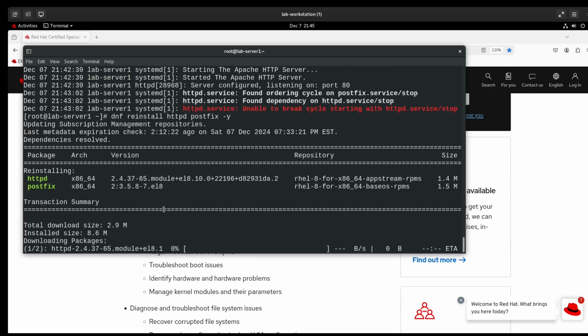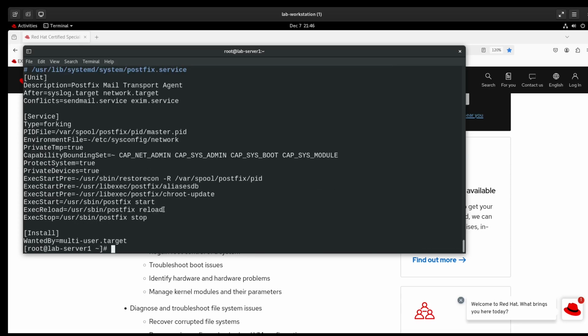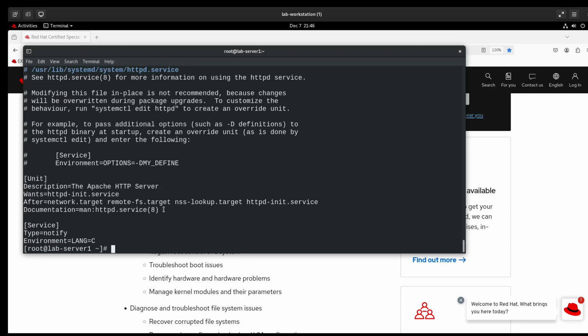Let's see what this does. All right, that does look like that fixed the unit file for that. Let's look at httpd's unit file. Yeah, so that did fix the unit file. Excellent.